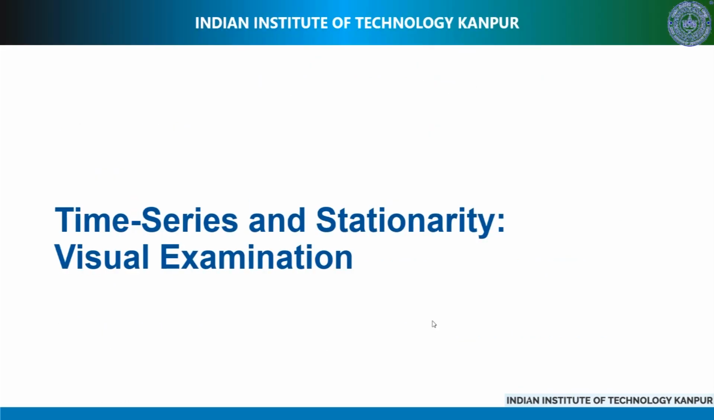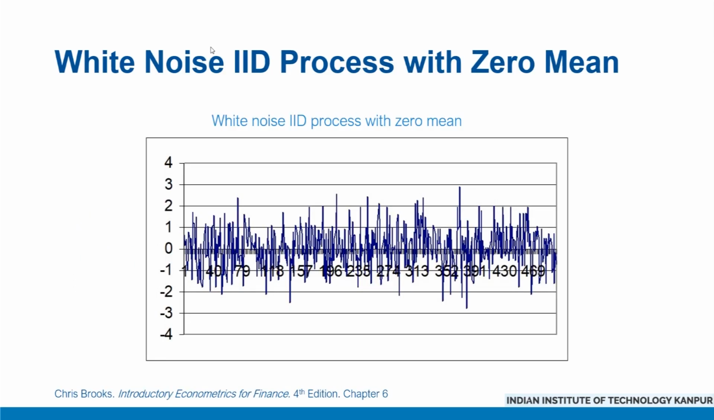In this video, we'll look at time series and their stationarity properties, and try to distinguish between different processes through visual examination. Let us first look at this white noise process with zero mean. Notice how frequently this process fluctuates around its mean. It quickly comes back and forth around the mean, which characterizes a white noise process with zero mean.